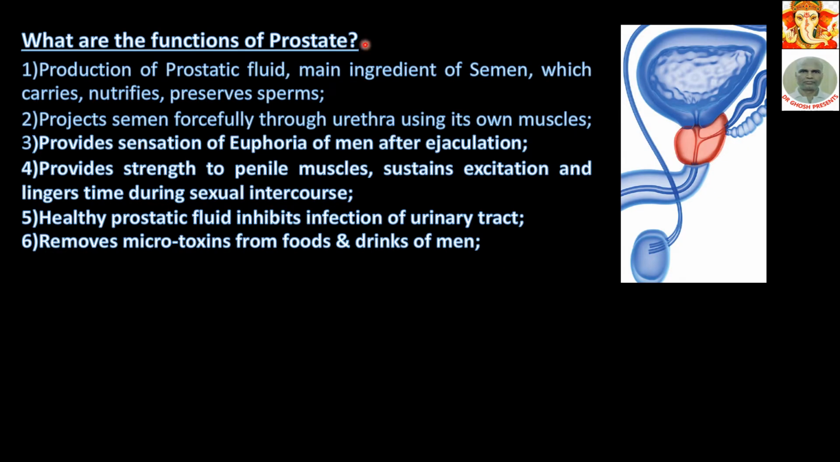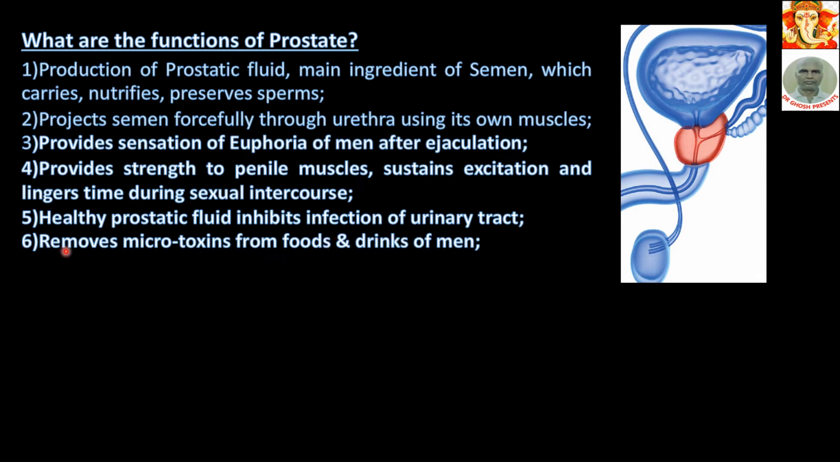What are the functions of prostate? Number one, production of prostatic fluid, the main ingredient of semen, which carries, nourishes, and preserves sperms. Number two, projects semen forcefully to the urethra using its own muscles. Number three, provides sensation of euphoria to men after ejaculation. Number four, provides strength to penile muscles, sustains excitation, and lengthens time during sexual intercourse. Number five, healthy prostatic fluid inhibits infection of the urinary tract.